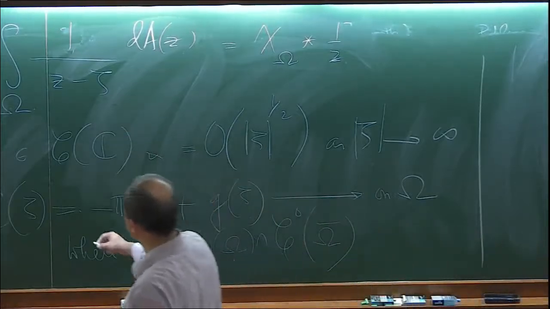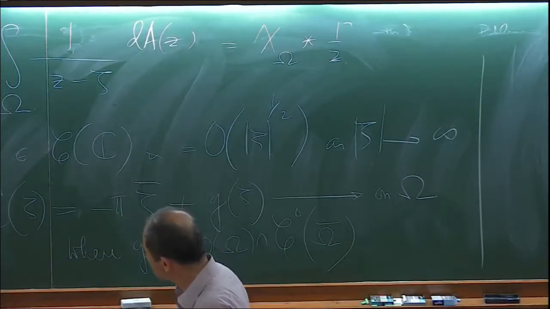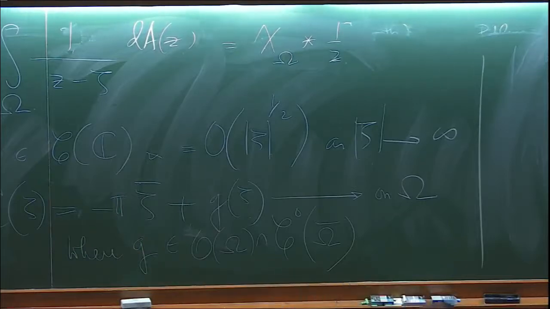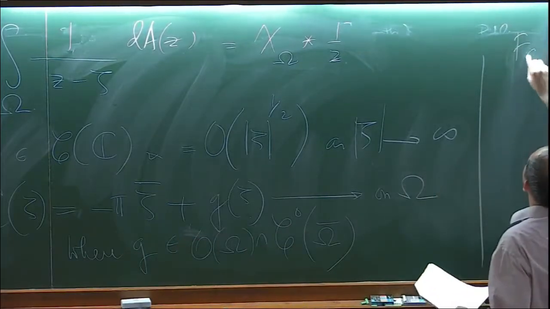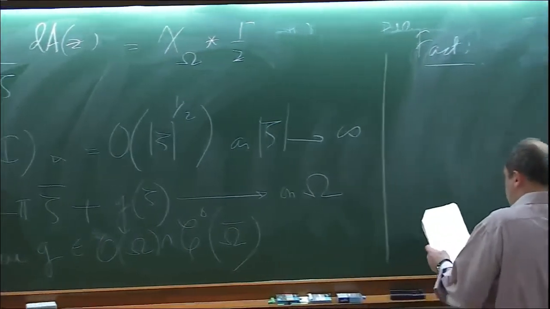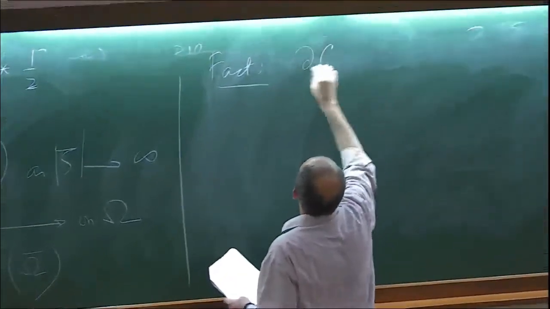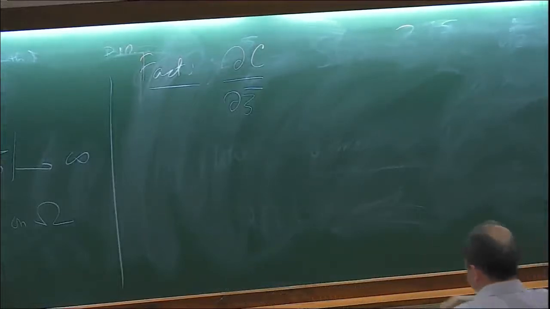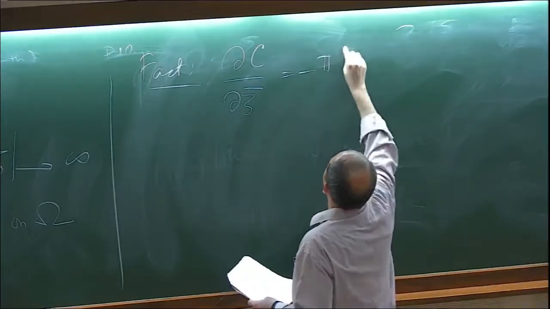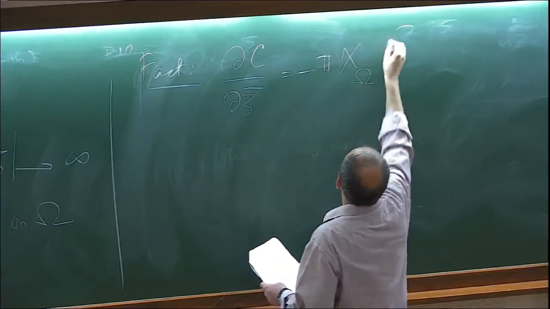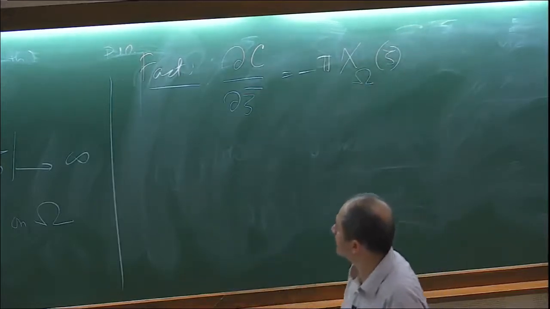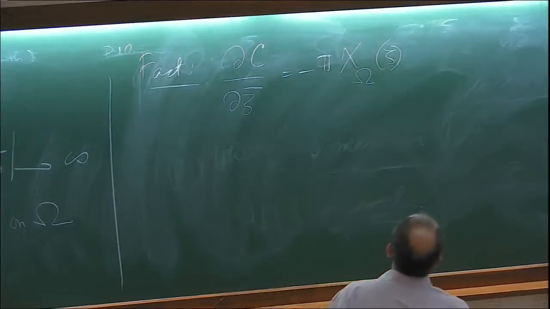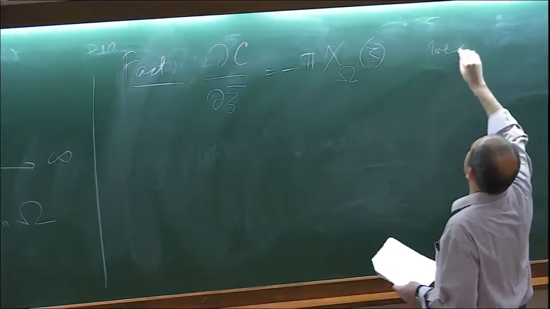And then the third one also, I think, Dro, you discussed this in the problem session yesterday. So the useful fact here is that if I look at the d bar derivative of C as a distribution, this is minus pi times the characteristic function of the domain, weakly.